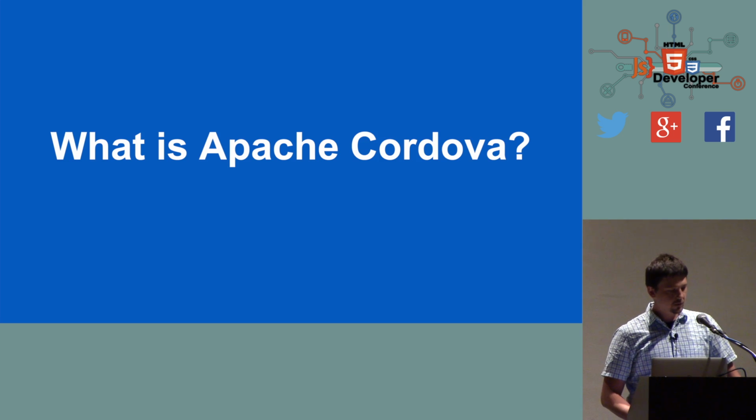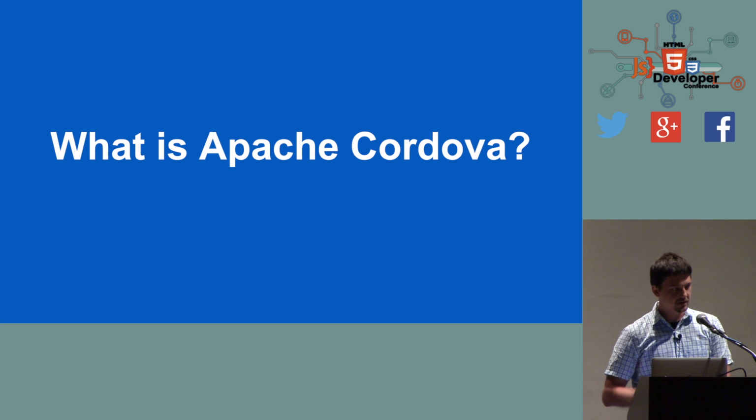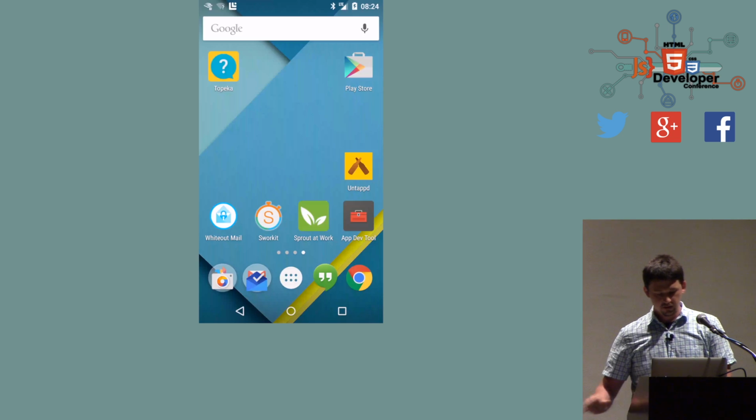OK. So those are Chrome apps. What is Apache Cordova? I'm assuming a lot of you do already know, but it also goes by PhoneGap. That's the Adobe branded version of Cordova. Cordova is the open source Apache thing. So let me show an example of a Cordova application.